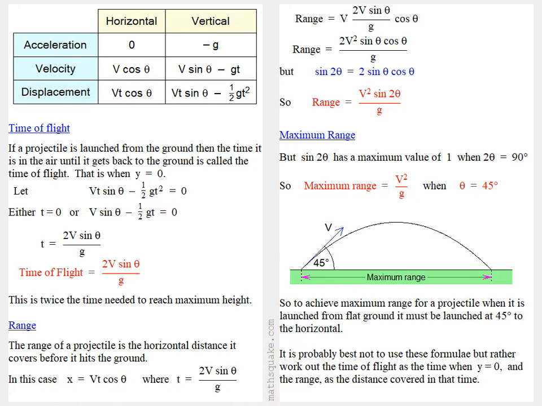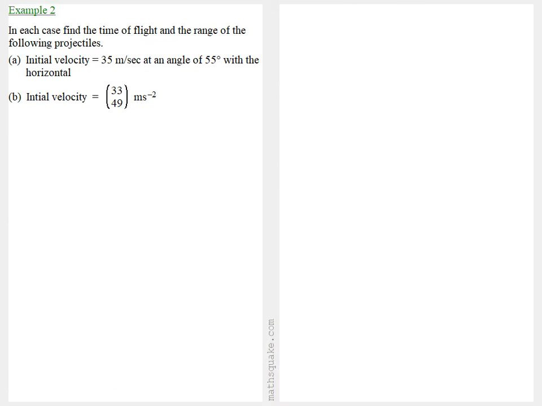It's probably best not to use these formulae, but rather work out the time of flight as the time when y equals 0, and then the range as the distance covered in that time. Let's have a look at an example. Example 2. In each case, find the time of flight and the range of the following projectiles. In part A, we're given the initial velocity is 35 meters per second, and it's projected at an angle of 55 degrees with the horizontal.